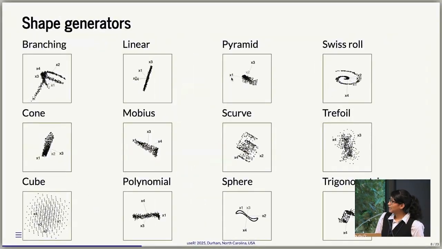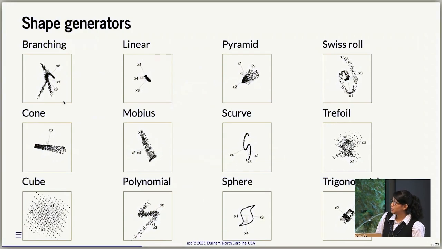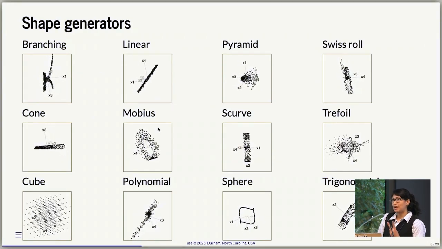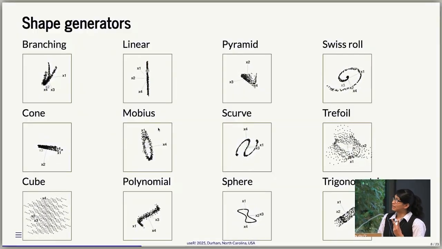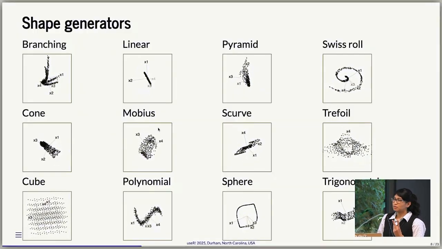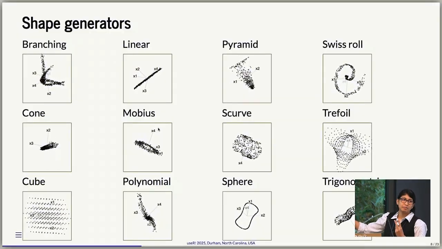Another important thing is that each shape generator contains two parameters. The first is the number of points. The second is the number of dimensions, because we can generate each of these shape generators in arbitrary dimensions.